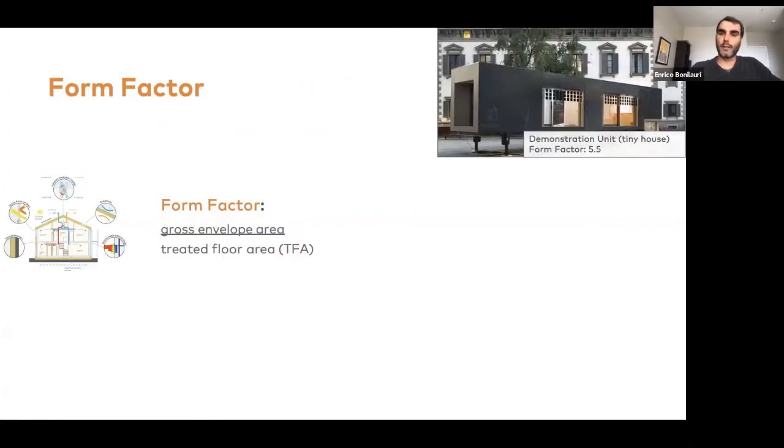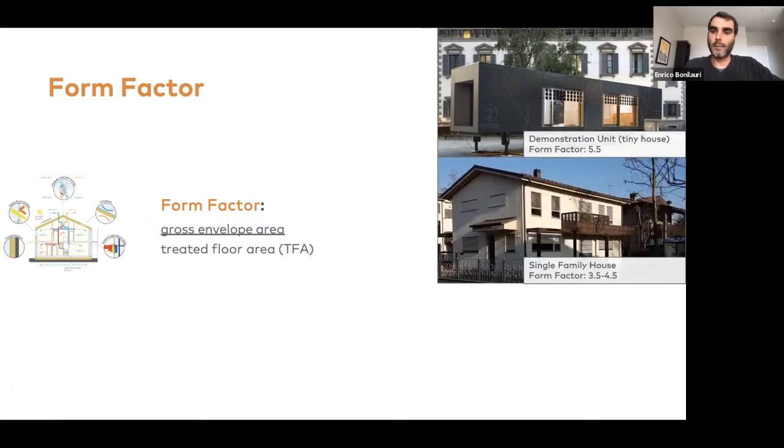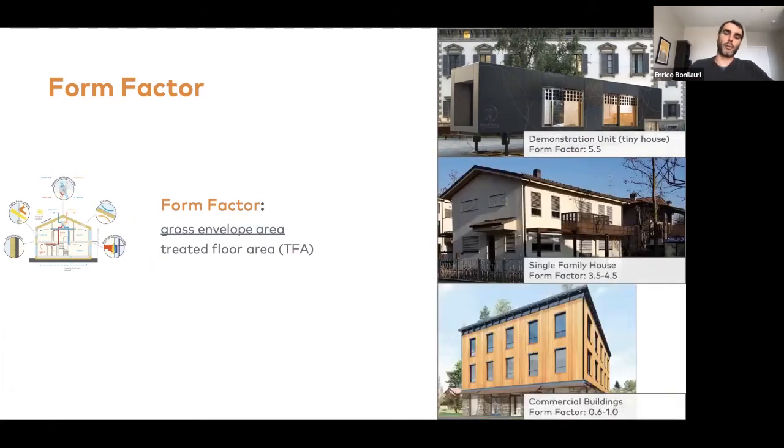Form factor is something that is significant, and it's just about geometry. Top right, we see a demonstration unit, basically a tiny house, which is tiny. It has about 300 square feet of treated floor area, so very small. And we have single family houses and we have larger commercial buildings. The form factor is the amount of square feet of envelope we have per square foot of treated floor area. So the envelope is where passive house is expensive.